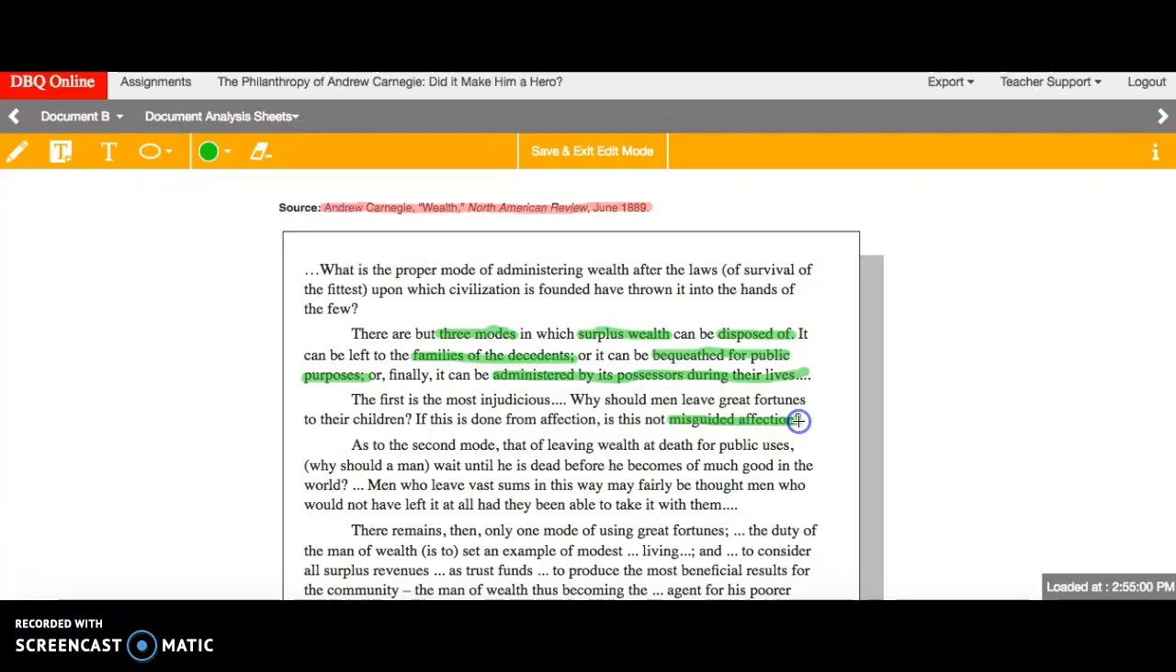And we'll do one more paragraph. As to the second mode, that of leaving wealth at death for public uses, why should a man wait until he is dead before he becomes of much good in the world? I'm going to highlight that. So we've got something to go off here.